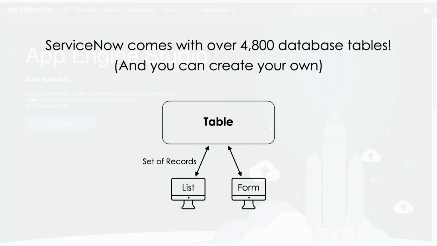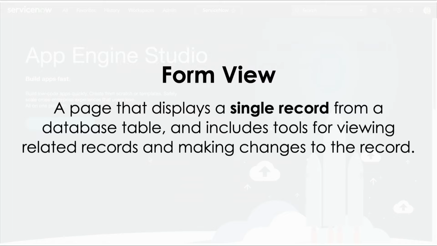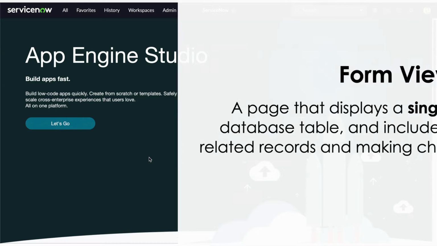But once you've found a record of interest, you can open it in a page dedicated to displaying and working with that record in more detail. And those pages are called form views. So, a form view is defined as a page that displays a single record from a database table. It includes a set of tools for viewing the details of the record and related records and making changes to the record. Let's have a look.